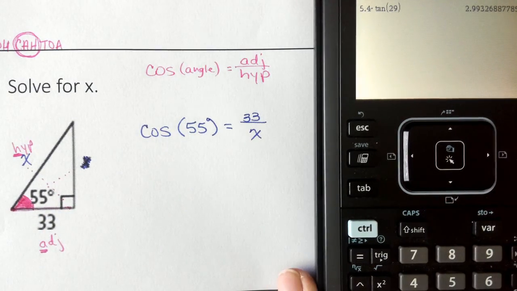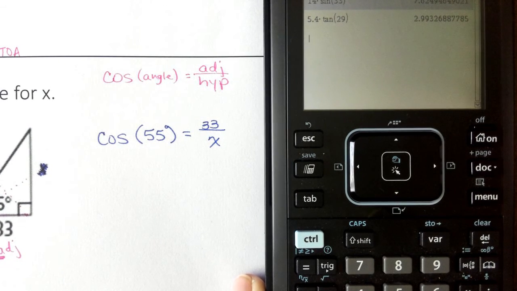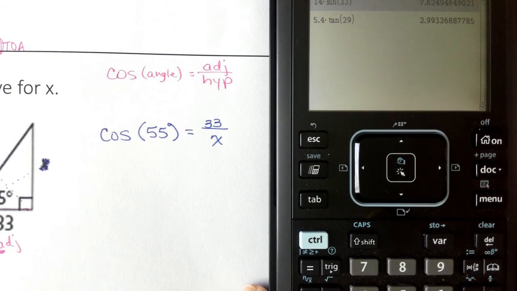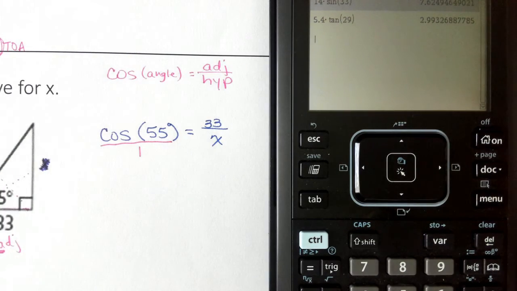And here's where the proportion really comes in handy, because in this example, the x is on the bottom, and that makes it harder to solve. So the trick is the same as we used before. Put the cosine 55 over 1 and cross multiply to solve this proportion.